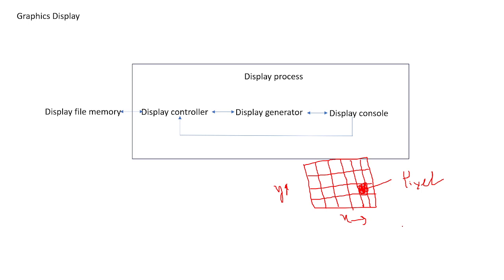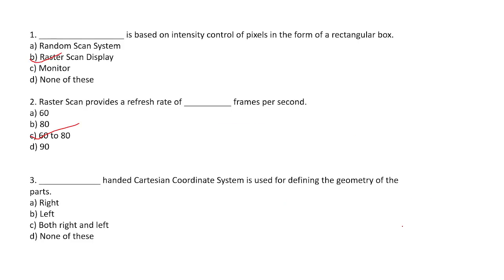Information of on or off pixels is stored in the raster buffer or frame buffer. We have seen that televisions in our houses are based on the raster scan method, right? That provides a refresh rate of 60 to 80 frames per second, which I have discussed already.